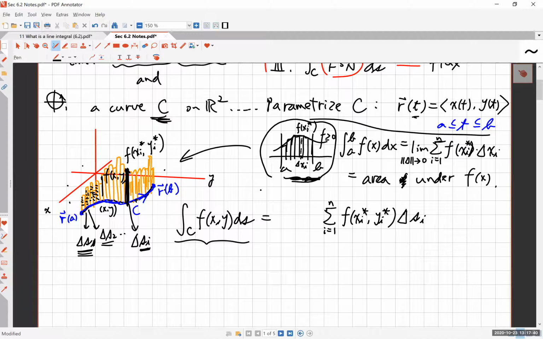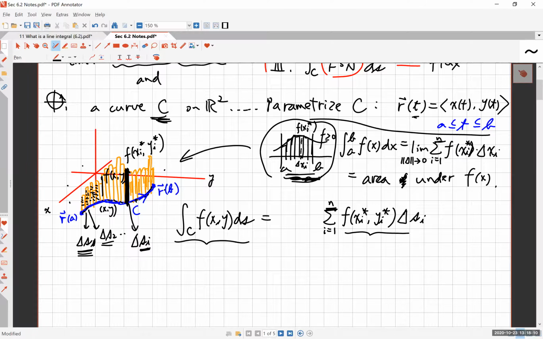It's pretty much the same thing. Basically, take this and embed that into space, where the interval AB becomes this curve C on the XY plane. At every point, you have a value defined. And so this is more like the area of this column standing on top of the ith subcurve. Okay, and so this is the equivalent of the Riemann sum.